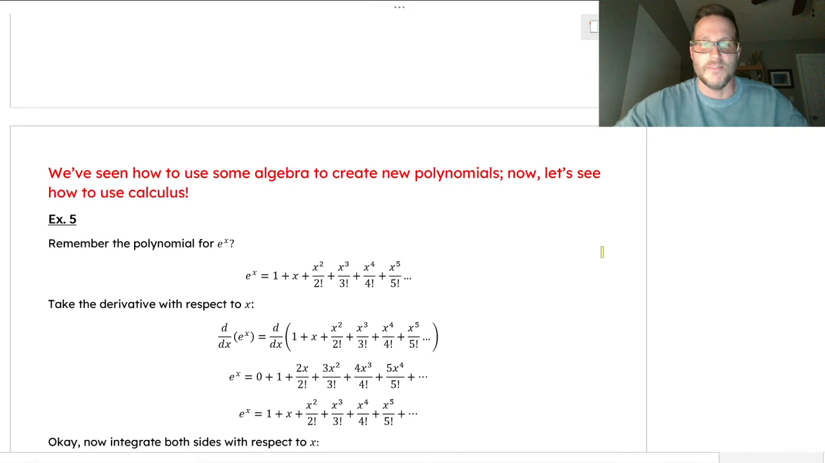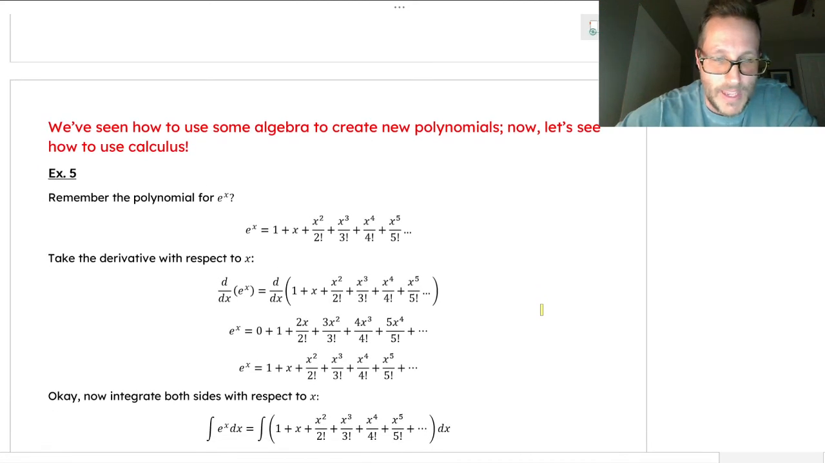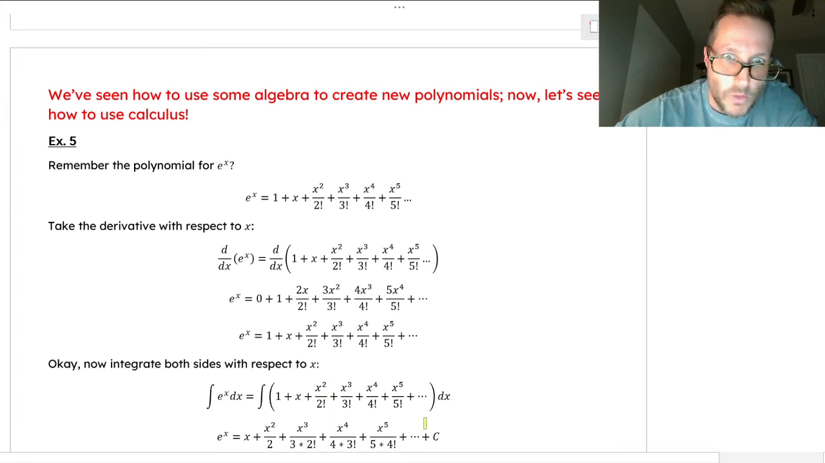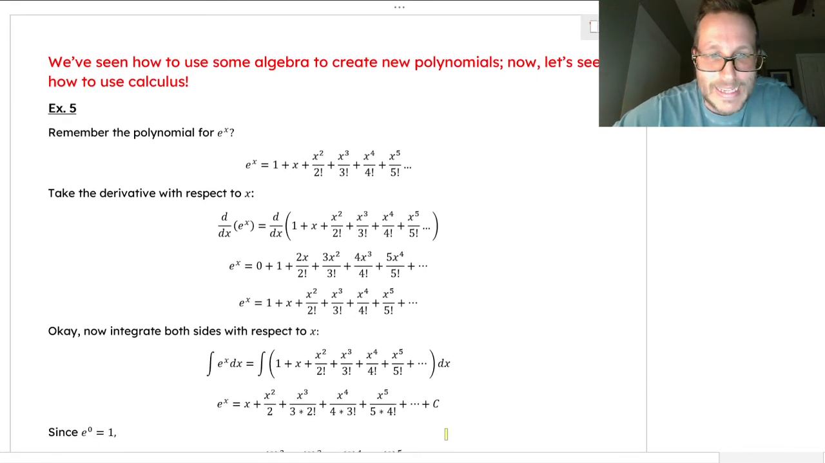Done. All right, now let's integrate just for kicks. Let's integrate both sides. The integral of e to the x dx is kind of funny, but let's check out the integral of this polynomial. The integral of e to the x is e to the x. The integral of 1 is x, then x squared over 2, then x cubed over 3 times 2 factorial, then x to the 4th over 4 times 3 factorial. You see where this is going. Plus a constant.